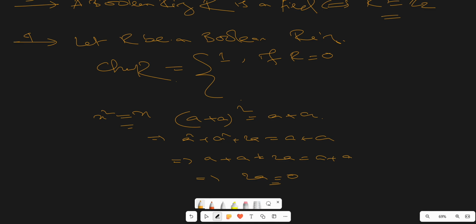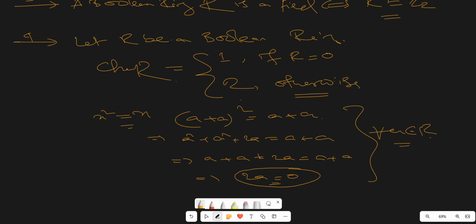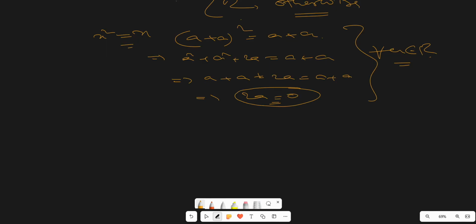2a means 0, for every a inside the Boolean ring R. That means the characteristic of the ring is 2 if R is non-zero, otherwise the characteristic of a Boolean ring is either 0 or 2, no sorry, either 1 or 2. If it is the zero ring, it is 1, otherwise 2.